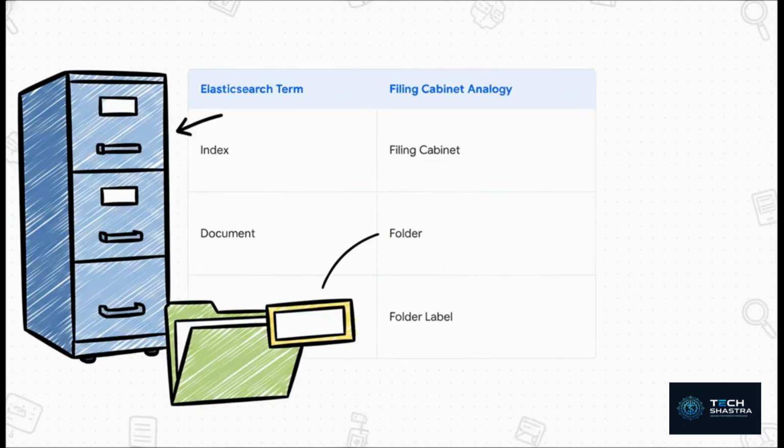To make sense of the terminology, let's use a super simple analogy. Think of an index as the entire filing cabinet where you're going to store related information. A document is just a single folder inside that cabinet. And of course, every folder needs a label, right? Well, that's your unique ID. See? It's really that straightforward.